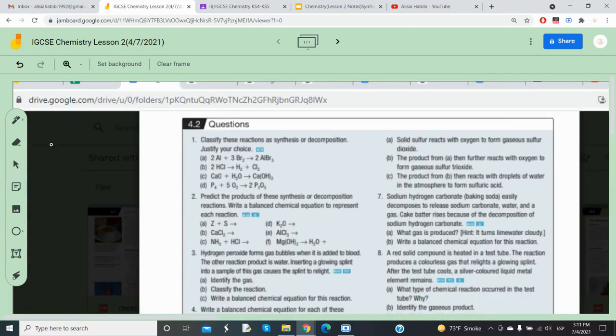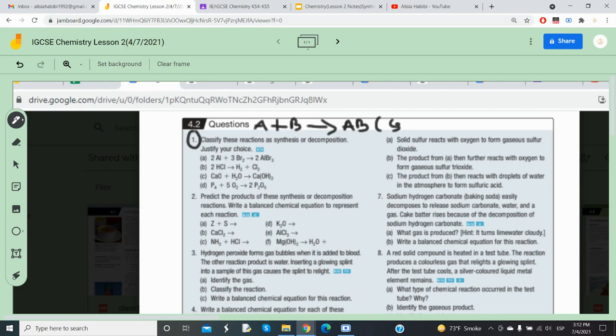For the first question, it asks us to identify whether these reactions are synthesis or decomposition. If you remember, the pattern for synthesis is where you have A plus B giving you AB. So this was a synthesis reaction. That's the pattern you need to follow to determine which of these letters is a synthesis reaction and which is a decomposition.